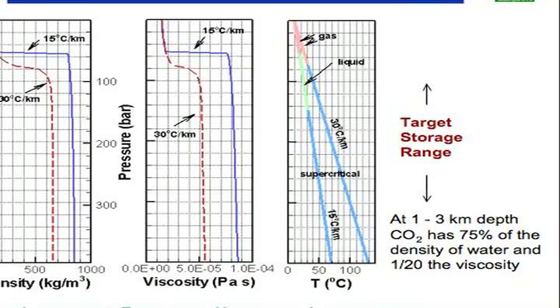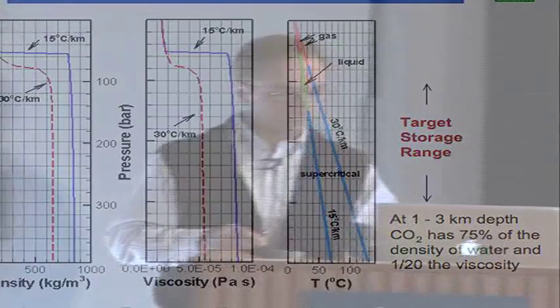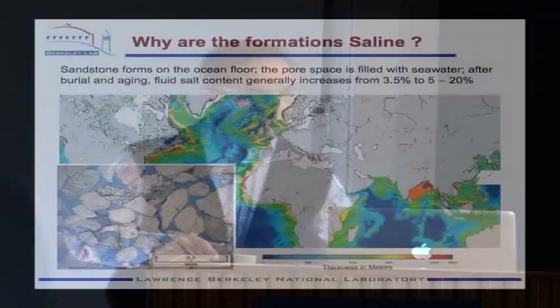The target storage range then is between about 1 kilometer depth, where you can make sure that it's in the supercritical stage, and about 3 kilometers depth or a little bit more. The reason there's a bottom to this depth is that the cost of drilling increases with depth. From my experience, and I think what most other people have done, the cost of drilling increases by about like the square of the depth of the drill hole, maybe a little bit higher power.